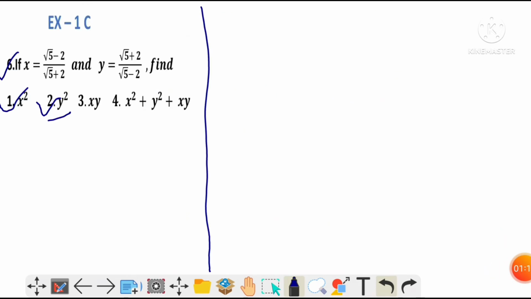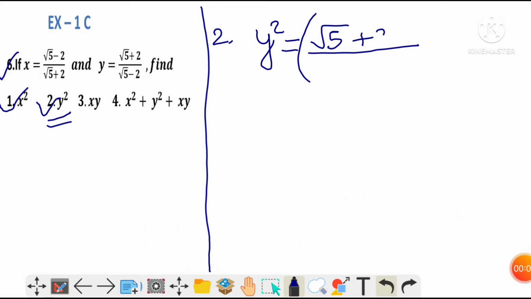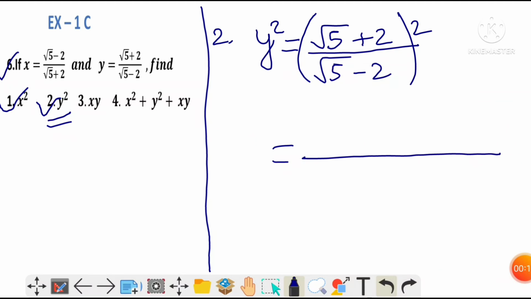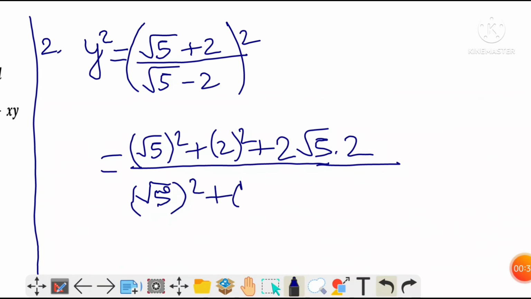Next we have question number 2. We have to find the y square from the same value. So the value of y here we have root 5 plus 2 by root 5 minus 2. Now we have to whole square it. In the same way, we'll solve it by applying the formula a plus b whole square in the numerator. We'll have a square plus b square plus 2 into a into b. A here is root 5 and b is 2. In the denominator, same thing, a minus b whole square equals a square plus b square minus 2 into a into b.